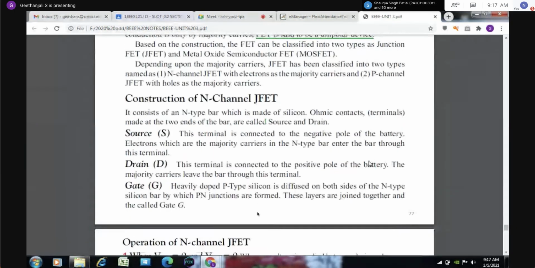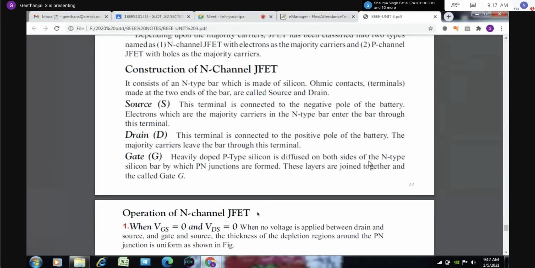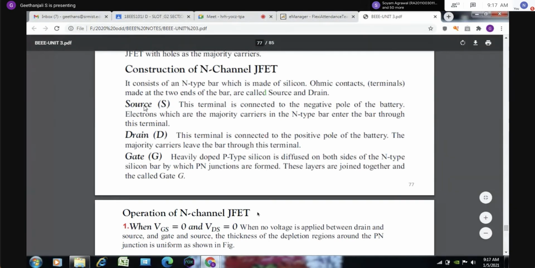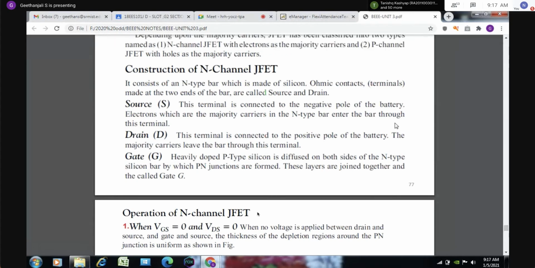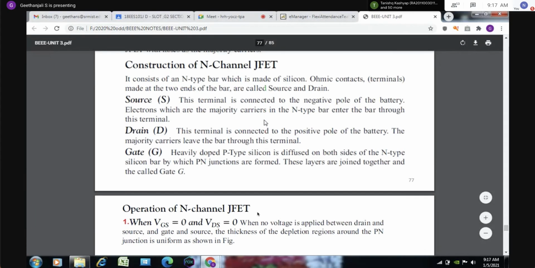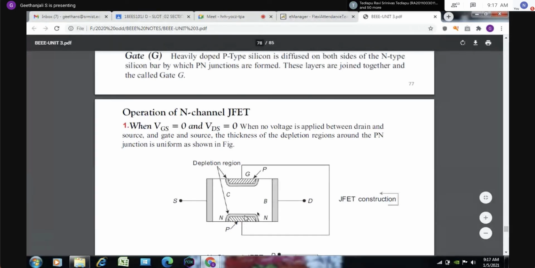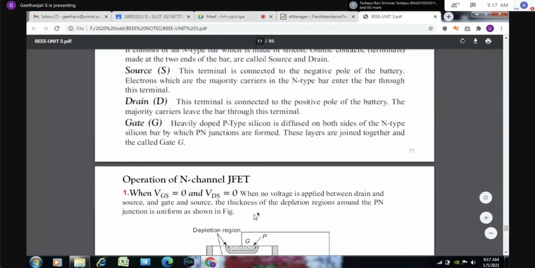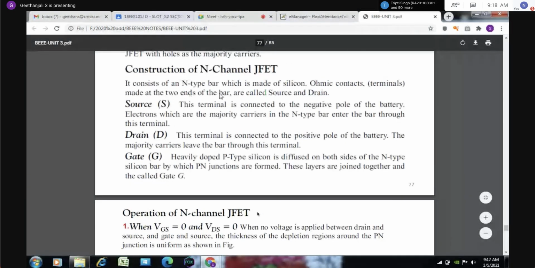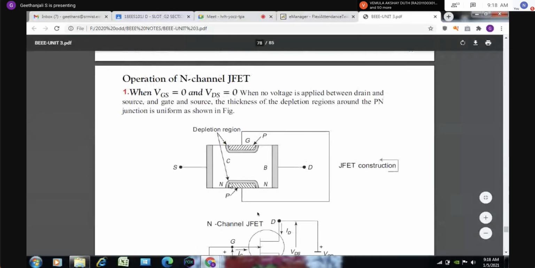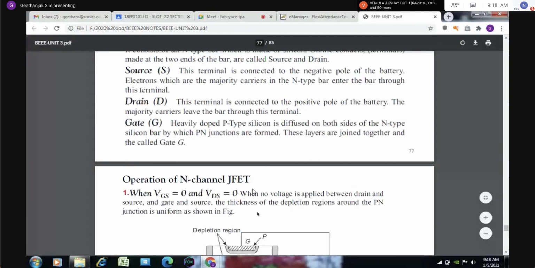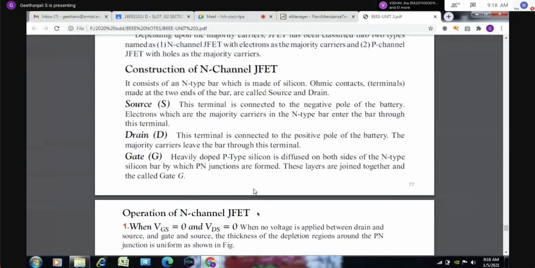Whether it is N-channel or P-channel, there are three main terminals in the JFET. One is source, another one is drain, the third one is gate. It consists of an N-type bar, made by the N-type semiconductor material. This is the N-type bar. This N-type bar is made up of silicon.